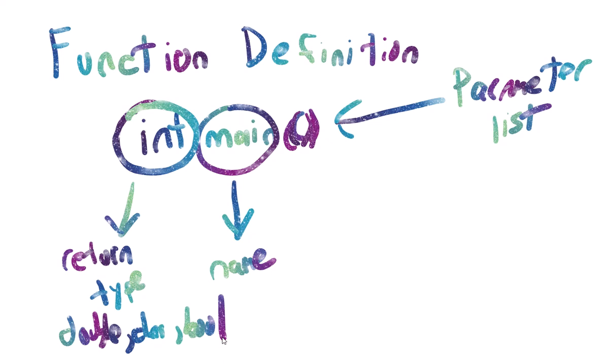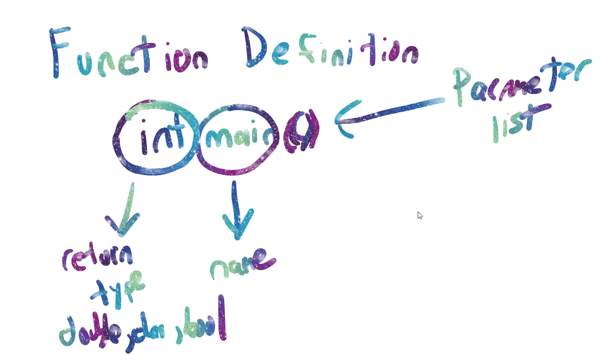Now, all these things are not optional. You must have them all. You must have a parameter list. If you don't have any parameters, you can just put empty parentheses, and that's perfectly fine. Okay? So again, the return type defines what your function is going to give you back.